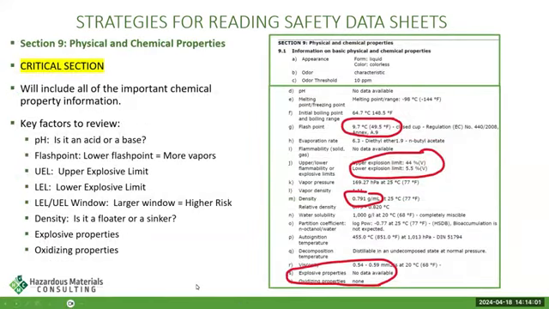The next section that I go to, so I start with section 2, then I go to section 8. The next section that I go to is section 9. I think this is a critical one, especially for those of us that are scientists. It tells us all of the analytical data that we need to know about this particular chemical. What's the pH of it? Low pH is an acid, high pH is a base. Just how strong is it? Flash point, lower flash point means more vapors, means very, very high level of risk. Okay, lower flash point, more vapors, higher level of risk of a fire.